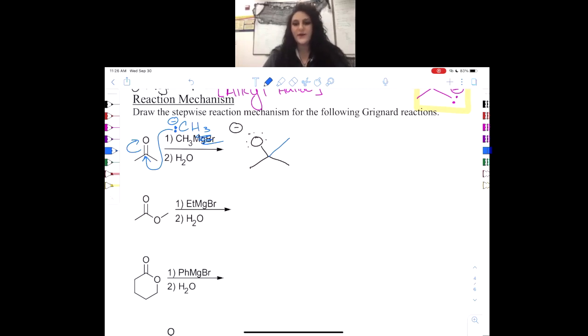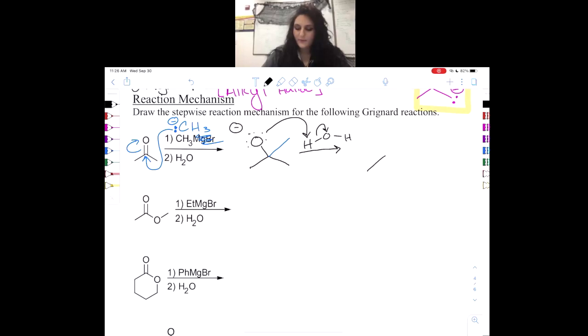So what can we do at this point? Guys, what can we do? We can protonate. Cool. What's the other option that we talked about during reductions? We can't do it in this example, but what's something that we can sometimes do instead of protonating?